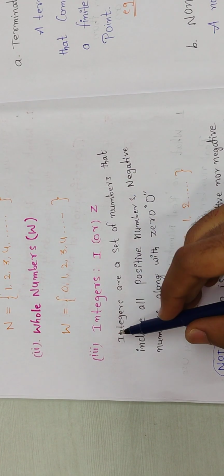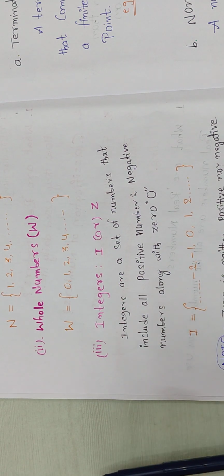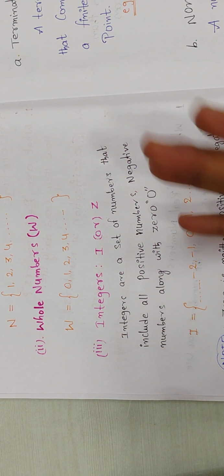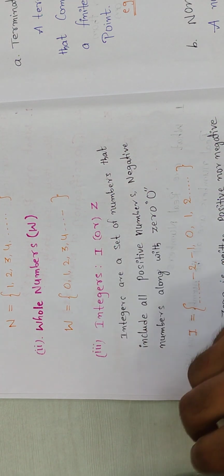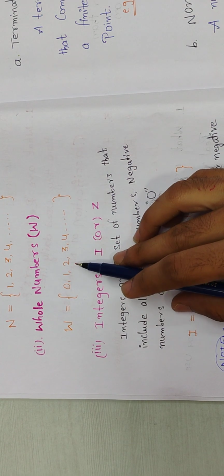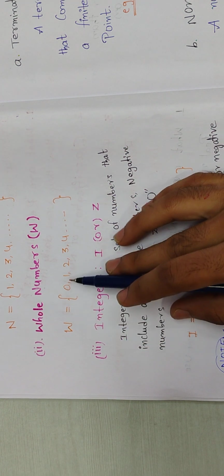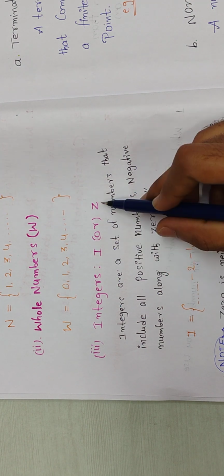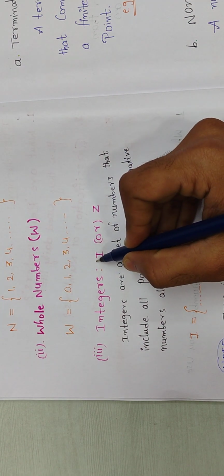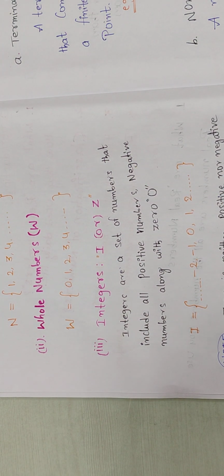The next numbers are integers. What are integers? Here natural numbers are all positive numbers, starting from 1, and when we include 0 with the natural numbers, we get the whole numbers. Next, look at the integers. Integers we represent with the letter I or Z. It's your wish, you can represent them with I or Z, both letters are used.